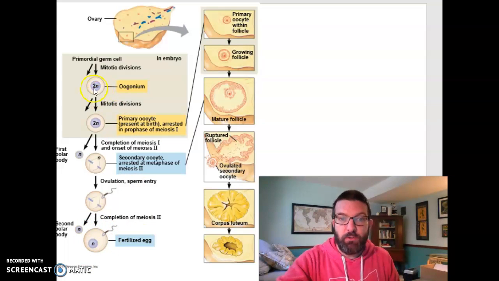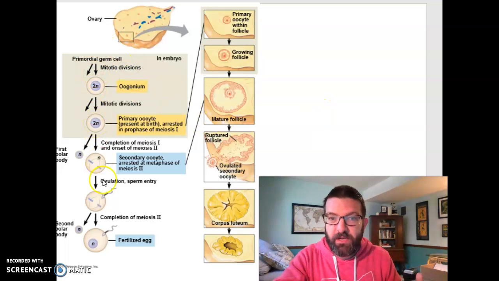Now, you produce a primary oocyte when you're a fetus. Then you stop in that stage. You finish meiosis 1 and produce a secondary oocyte during your monthly cycle. You don't finish meiosis 2 until there's actual fertilization. So until the sperm fertilizes the egg, you don't get rid of the second polar body.